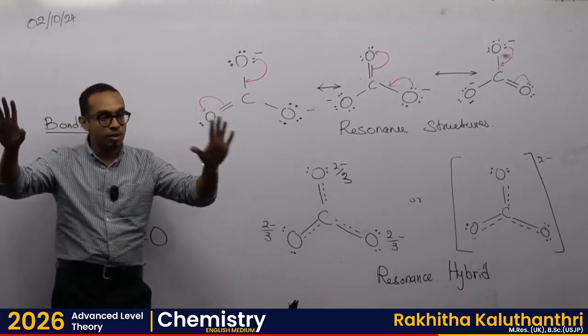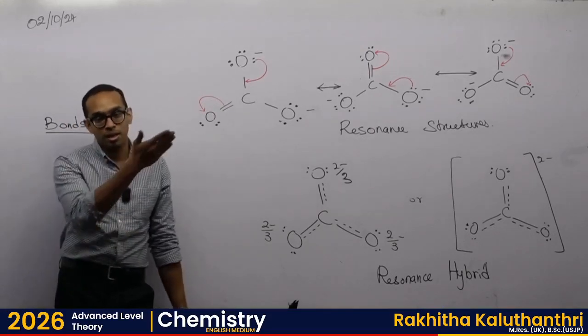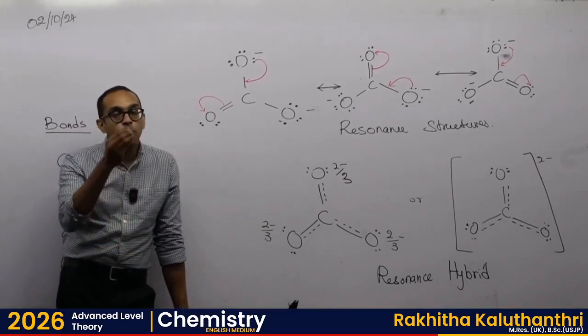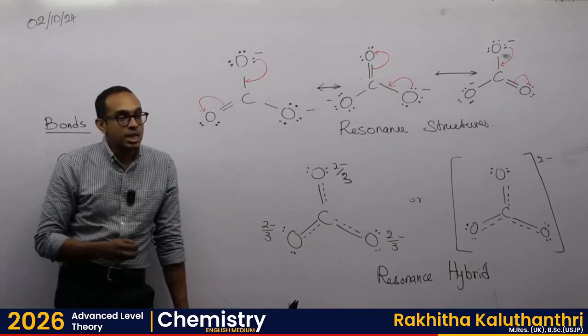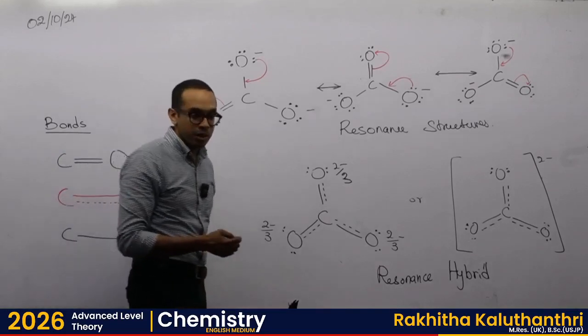Imagine one is stable, the other one is not stable. So the stable one will be contributing more towards the resonance hybrid than the unstable one. Right? So you should be able to comment on it. Is that clear? You understand? But you are not going to be asked anything beyond that.